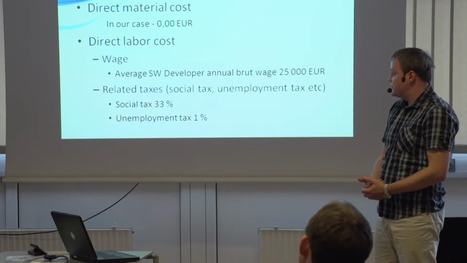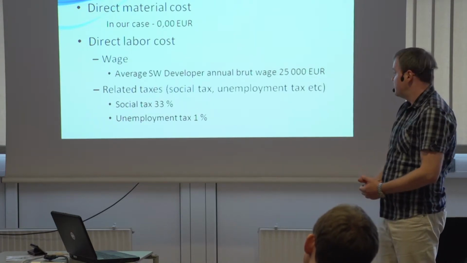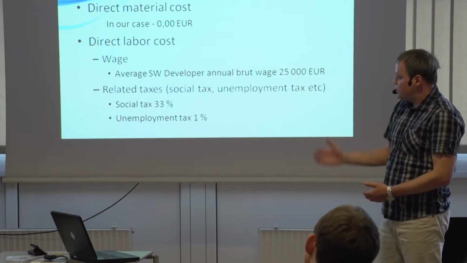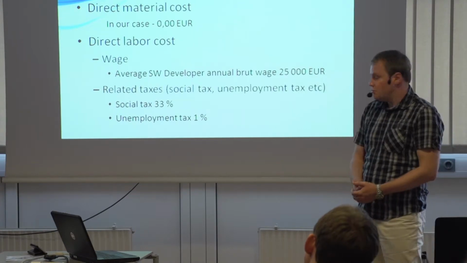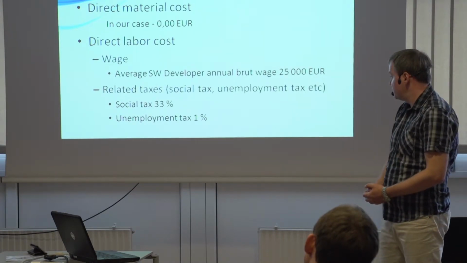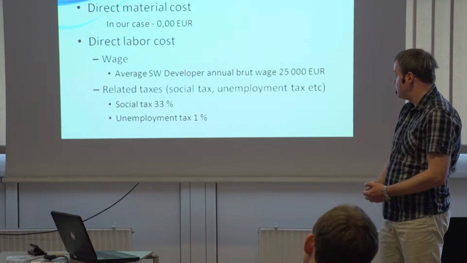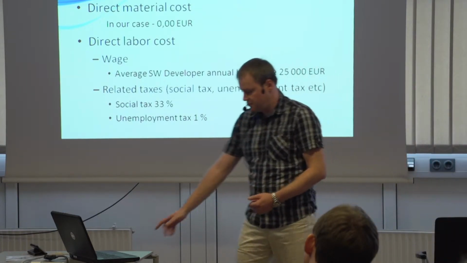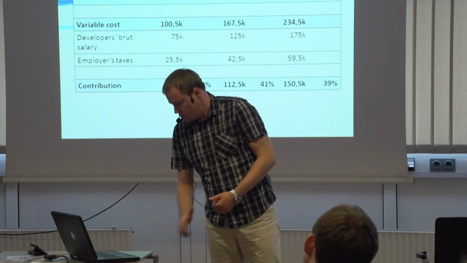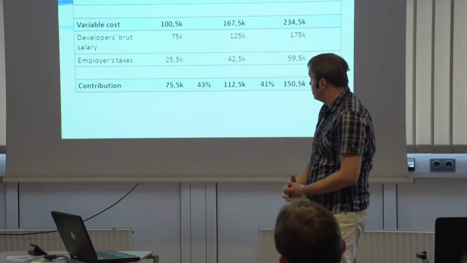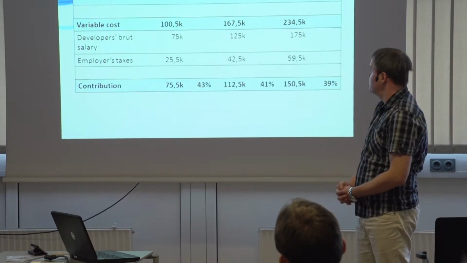And our product is working hours, as I've already said. So here you see this is wage and other taxes; in Estonia it is the social tax and employment tax additionally. The average gross salary for a software developer in Estonia is about 25,000 euro annually. So here we reach the first table.